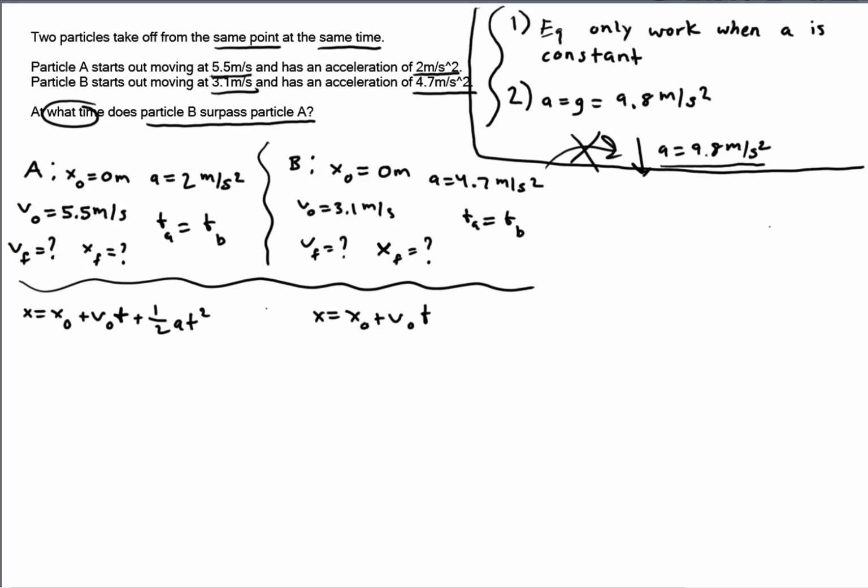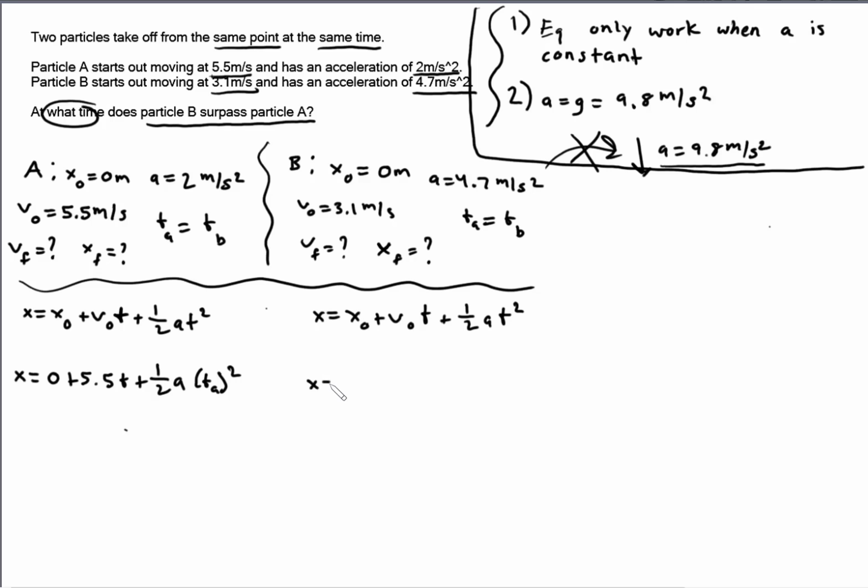Just make that clear. Plus 1/2 a t squared. Now let's plug in everything we have been given. So we don't know what x is, but you'll see in just a second why that's actually irrelevant. So we'll just say x is equal to 0 plus 5.5t plus 1/2 a, and we'll call this t of a because it's for object a, squared.